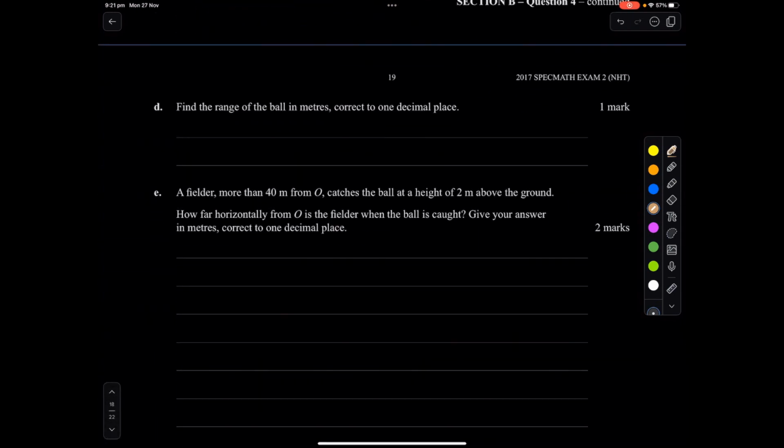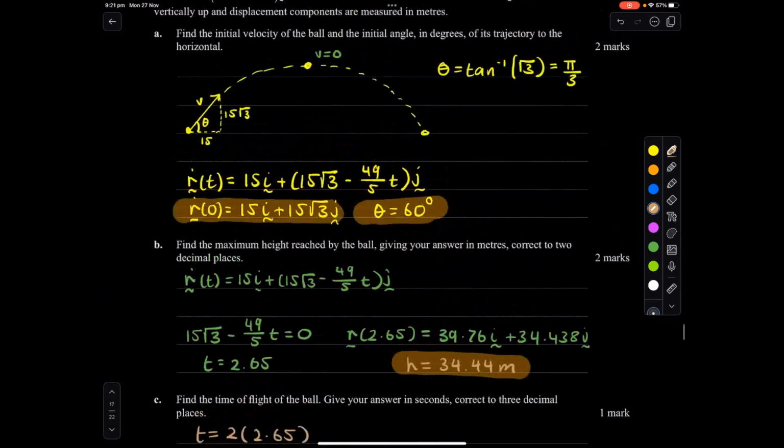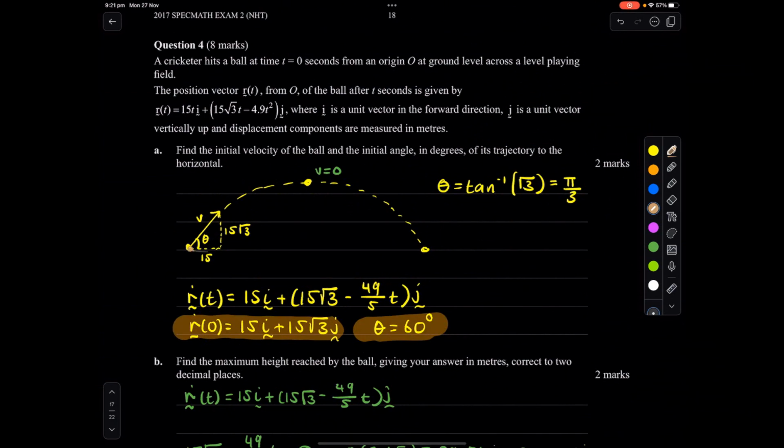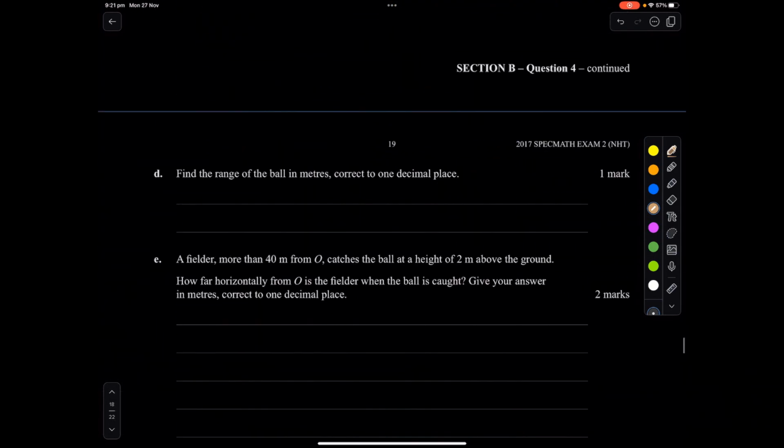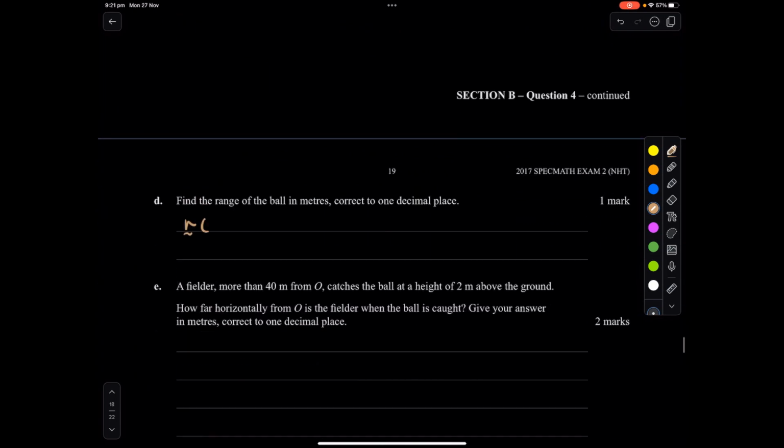Find the range of the ball in meters, correct to 1 decimal place. So we want this range, the distance from here to here. If we know the time, we just can put it in our distance. So r of 5.3, let's call it 5.3, gives us what?